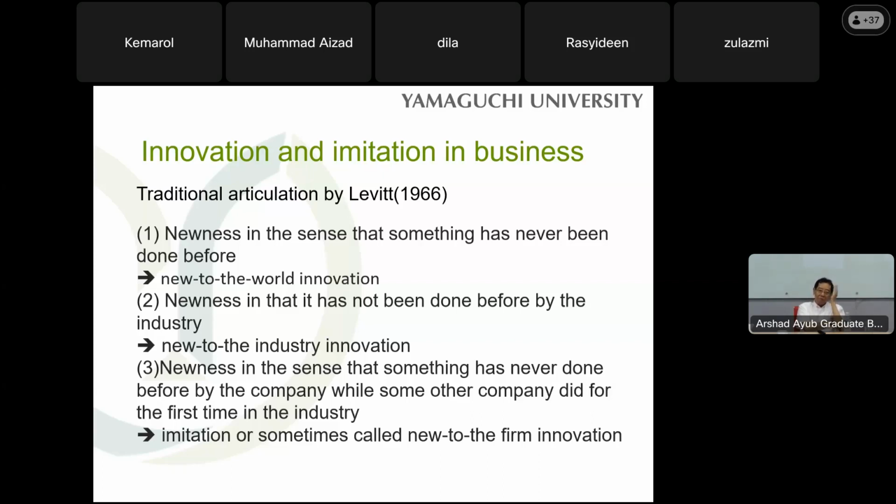And third, newness in the sense that something has never been done before by the company, replacing the company with yourself, while some other company did it for the first time in the industry. It can be called imitation, or sometimes new to the firm innovation. So at least you will pass. You will be proud of yourself that what you are actually doing is new to the firm innovation.